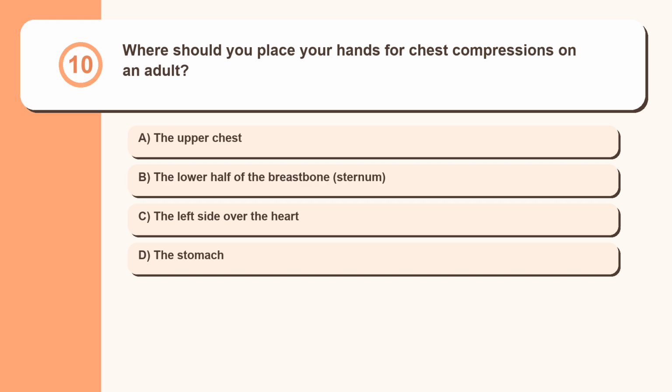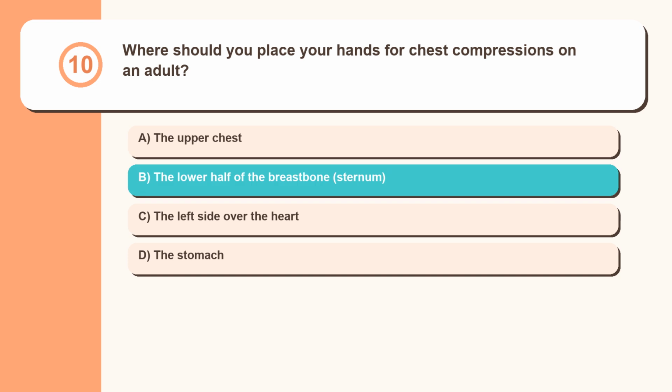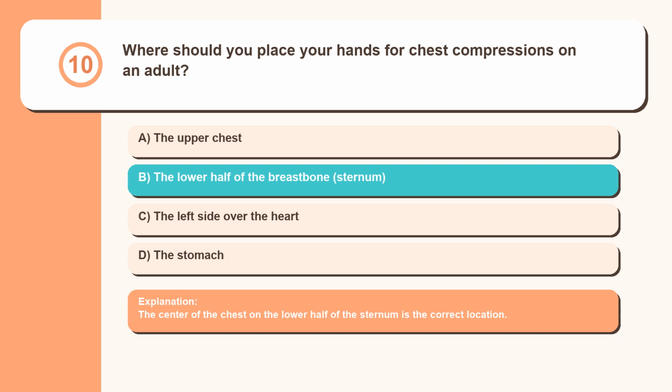Question 10. Where should you place your hands for chest compressions on an adult? The upper chest, the lower half of the breastbone, sternum, the left side over the heart, the stomach. The center of the chest on the lower half of the sternum is the correct location.